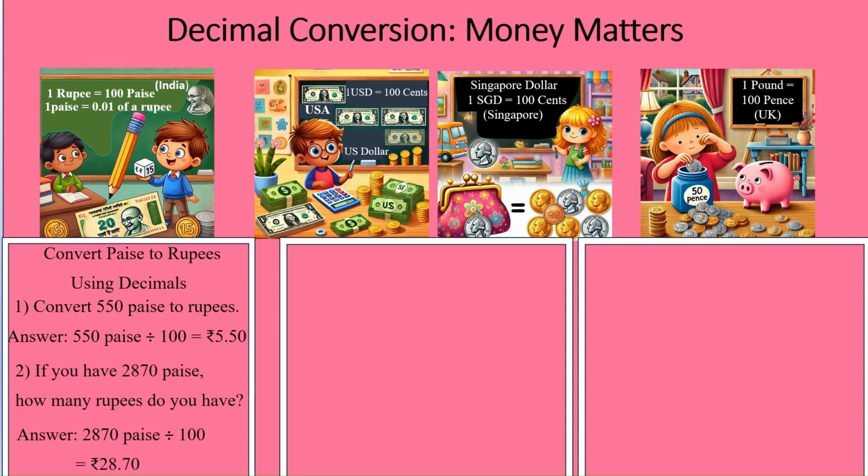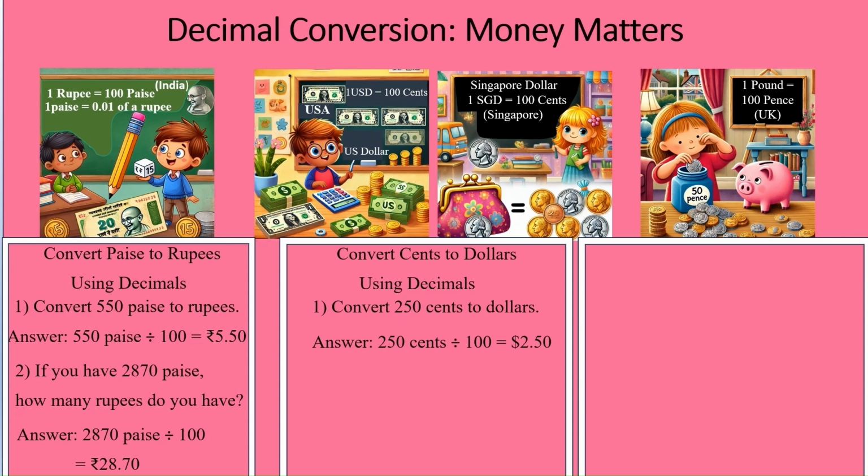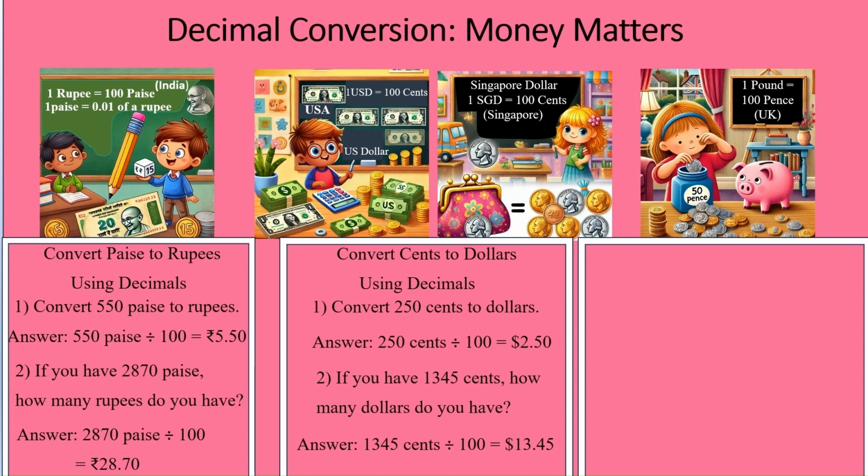Now let us do some questions on dollars. Convert cents to dollars using decimals. Convert 250 cents to dollars. So here again you have to divide it by 100 cents. So we get here $2.50. If you have 1345 cents, how many dollars do you have? Same way, divide by 100 and you get $13.45.